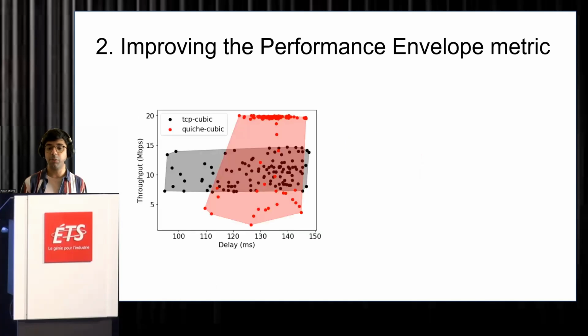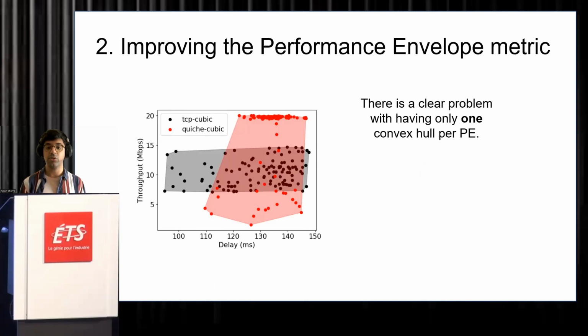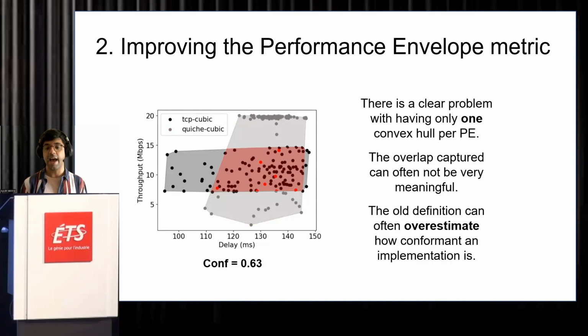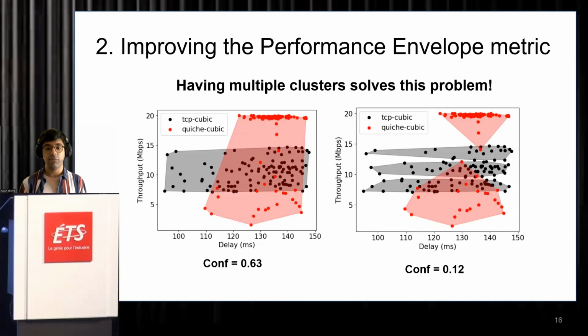If we look at the performance envelope of real congestion control algorithms, it immediately becomes clear that there is an issue with using a single convex hull to define the performance envelope. On this slide, for example, we see that even though the overlap between quiche QUIC and TCP QUIC is high, this overlap is not very meaningful since it is not populated with a lot of quiche QUIC points. An easy way to deal with this issue is dividing the PE into individual clusters and computing the overlap over them. On this slide, we see that if we measure quiche QUIC's PE while clustering it into two individual clusters, we get an overlap that's a lot smaller and a lot more meaningful.